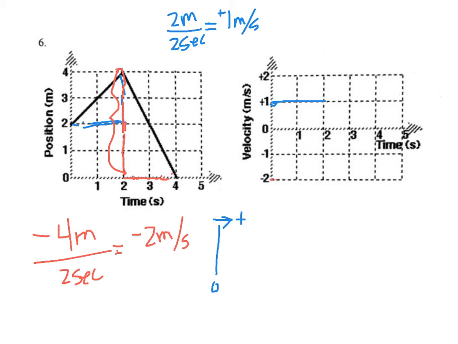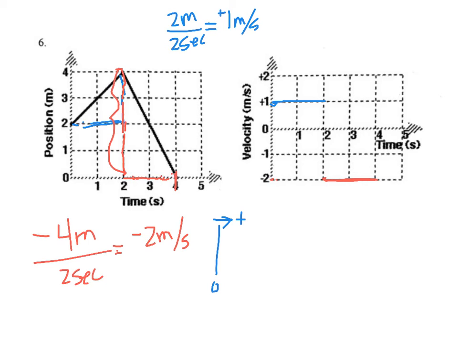But when does that start? Oh, it doesn't start until 2 seconds in. 2 seconds in is when it's traveling at negative 2 meters per second. So then I draw that. How far over do I draw it? Only until 4 seconds. And why is that? Because that's when that line stops. We don't know anything after 4 seconds. Got it? Oh, great. Now, back to the motion map.